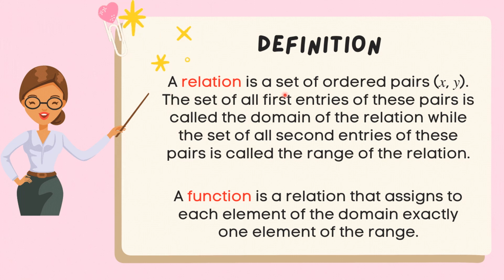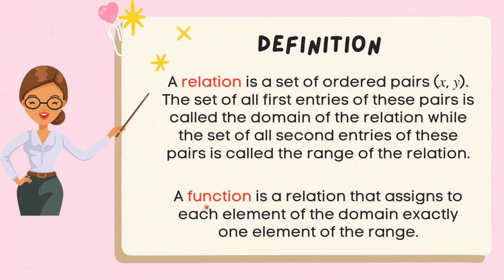A relation is a set of ordered pairs, and ordered pairs is written as x, y. The set of all first entries of these pairs is called the domain of the relation, while the set of all second entries of these pairs is called the range of the relation. Meaning, our x values or our first entries is called the domain, and the y values or the second entries is called the range of the relation.